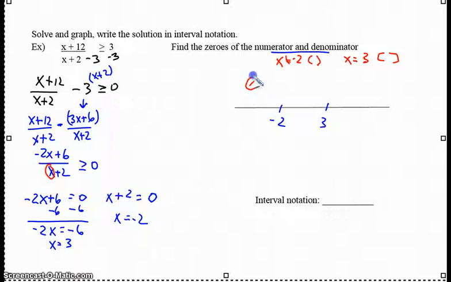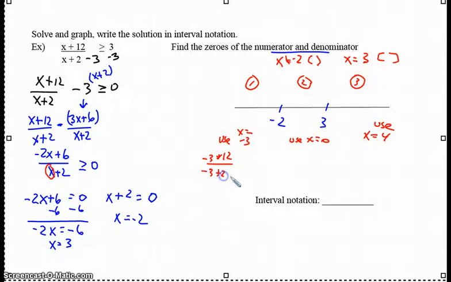Okay, let's divide it up into test zones, 1, 2, and 3. Let's use negative 3, x equals 0, and let's use x equals 4. So if I use negative 3, it's going to be negative 3 plus 12 over negative 3 plus 2, and that has to be greater than or equal to 3. It's a plus sign here. So that's 9 over negative 1. Negative 9 is not greater than or equal to 3, so that's false, so I don't shade there.